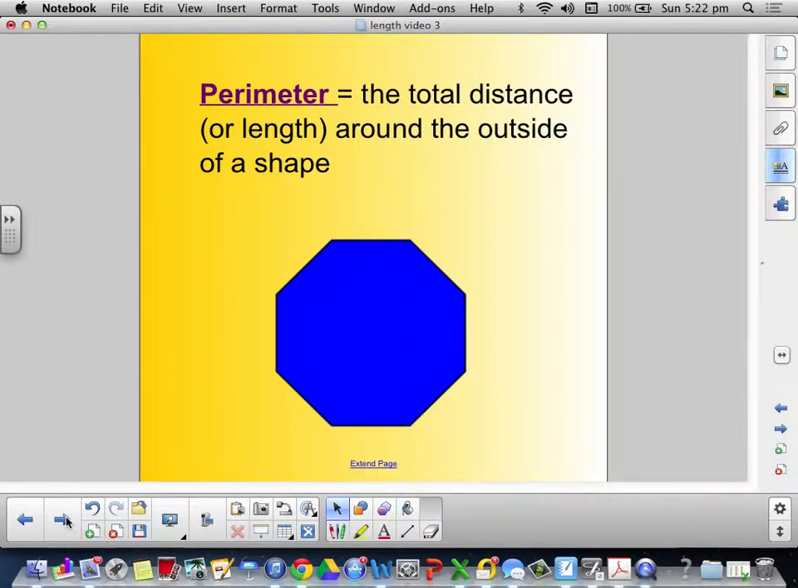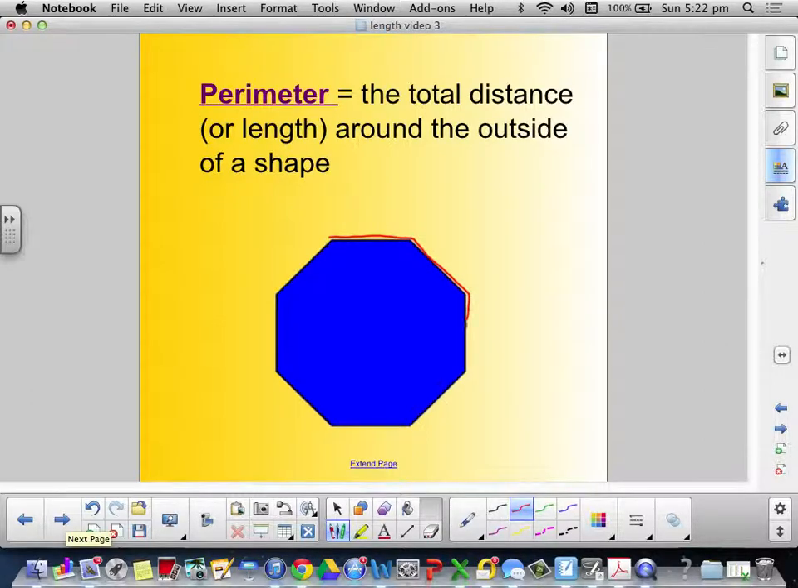So we've got our shape here. I wonder if you can name that shape. That's right, it's an octagon, well done. This octagon has 8 sides, and if we're trying to calculate the perimeter of this octagon, we want to calculate the total distance around the outside of the shape.